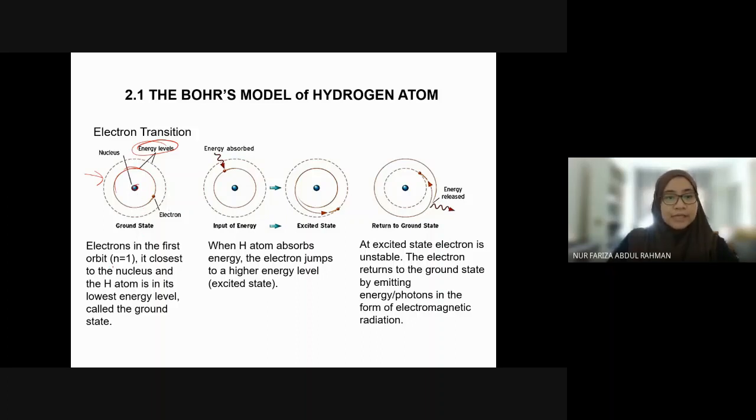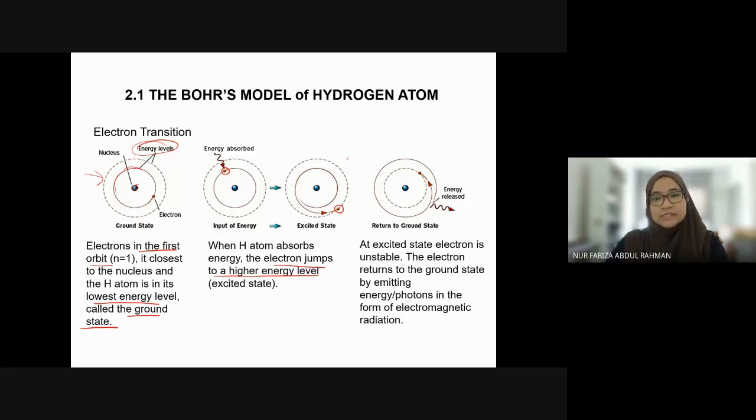Okay, all right. So electron in the first orbit, or n is equal to 1, it is closest to the nucleus, and the hydrogen atom is in its lowest energy level, which is called the ground state. Okay, all right. So when this electron is supplied with energy, ataupun the energy is absorbed by the electron. So what actually happened? So the electron now has extra energy. Okay, so it will become excited. So the electron jumps to a higher energy level. So once they absorb, it jumps to a higher energy level.